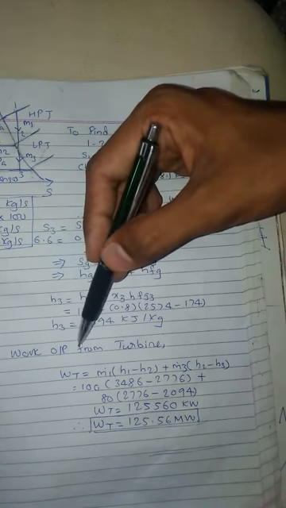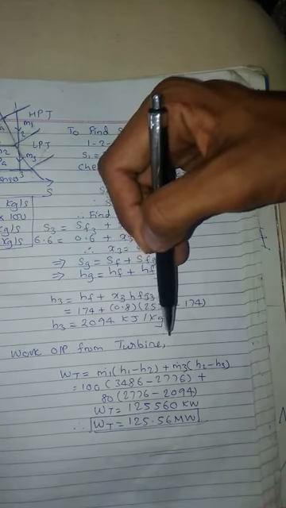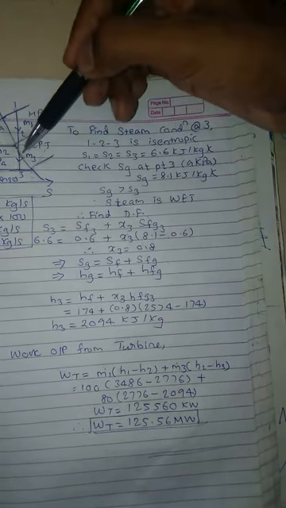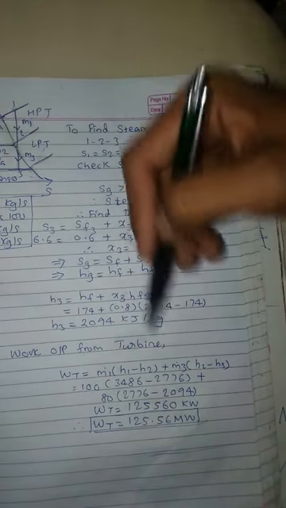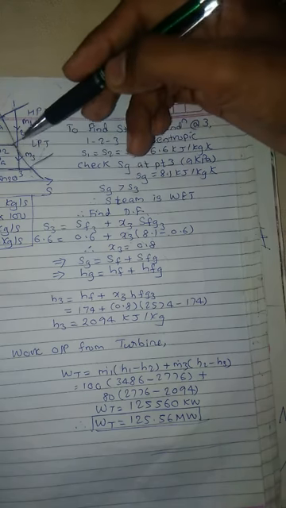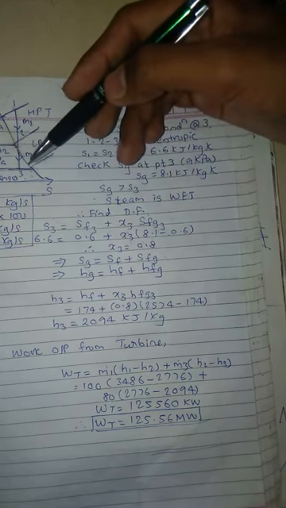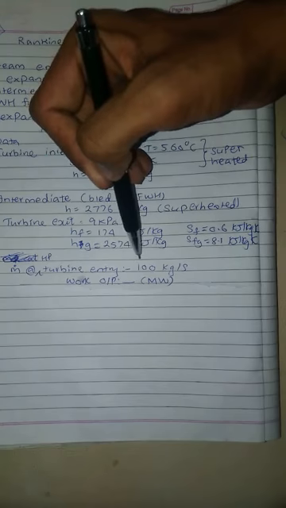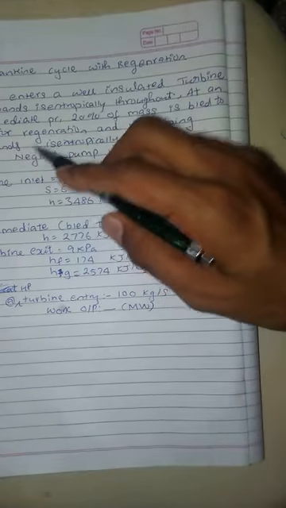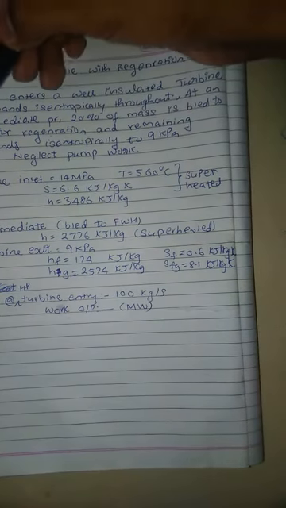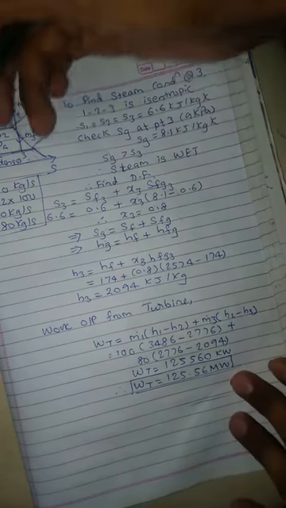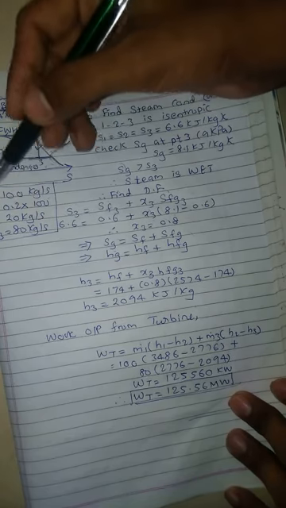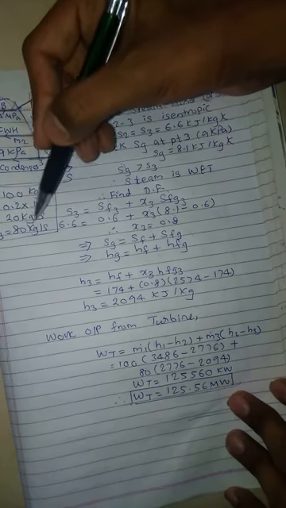Now work output from turbine, and mind you, you have to find this in megawatts. So it is M1 into H1 minus H2 plus M3 into H2 minus H3. Now you are given that mass flow rate at entry of HP turbine is 100 kg per second, and 20% of the mass is bled for feed water heating. Therefore M1 is 100, M2 is 0.2 into 100, 20. Therefore M3 will be equal to 80 kg per second.